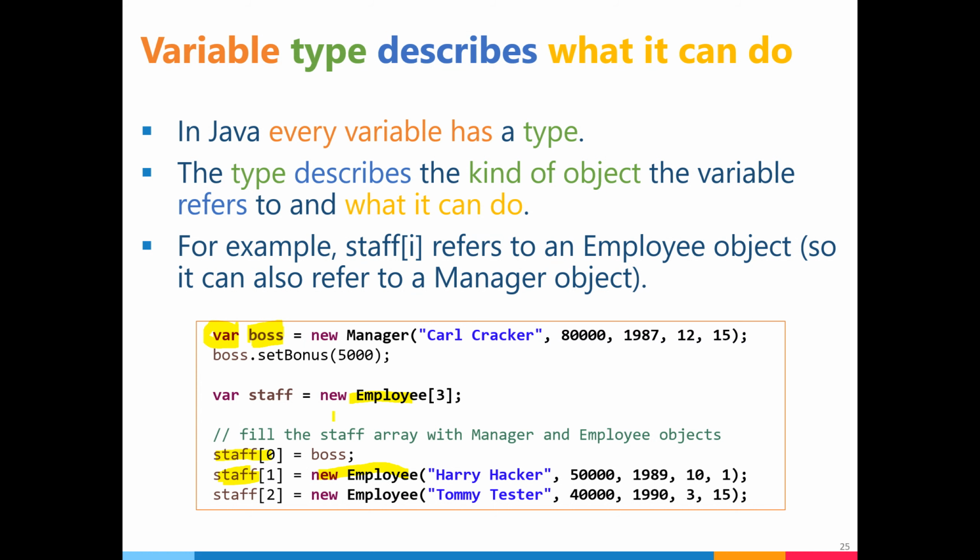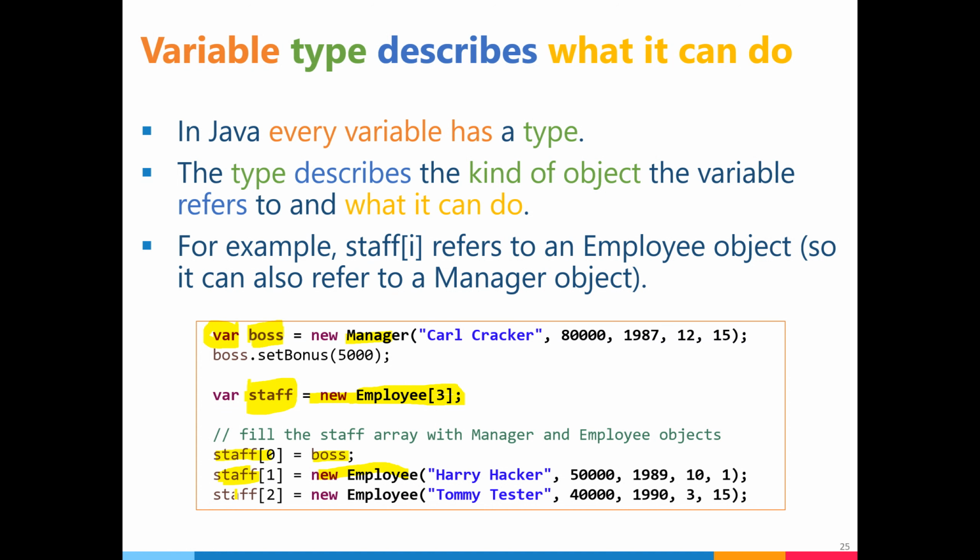Okay, let me rewind back a little bit. So let's study this code because I jumped over this one. New employee, we created 3 staff. This is an array of variables, but they are not actually pointing to any object yet. So these are like pointers, not pointing to anything. But when I say staff 0, the first one will point to the manager, or refer to the manager.